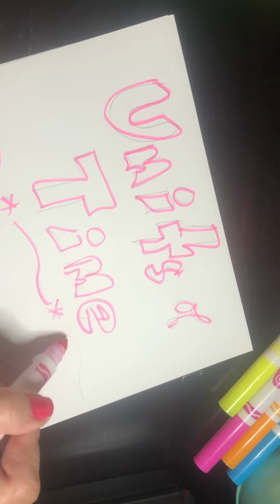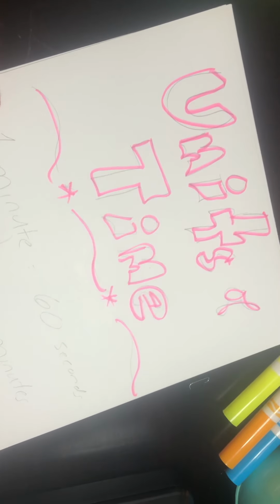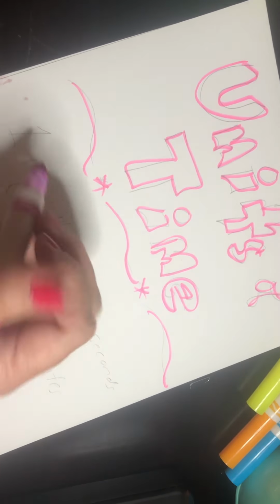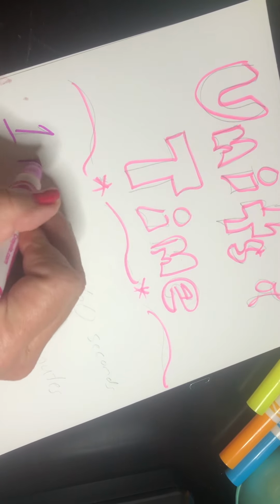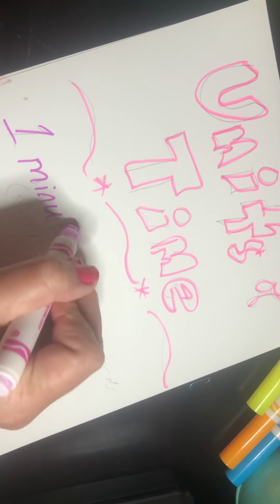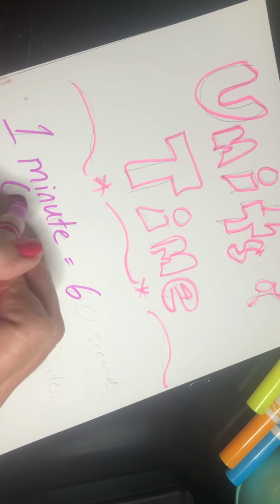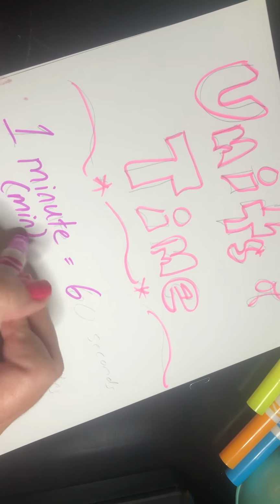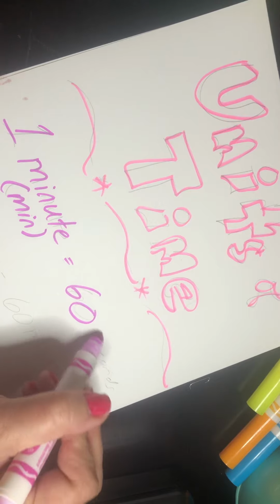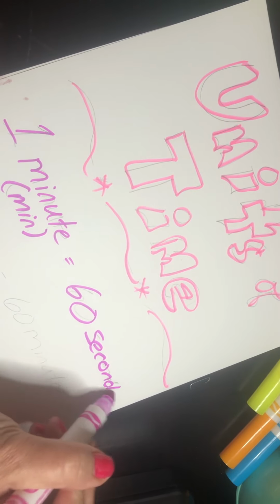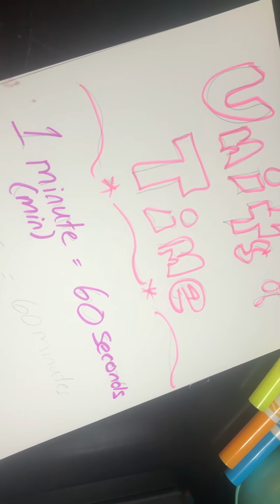So we will have one lesson where we're going to go through the different units, and then we'll have another one that gets a little more deeper into it. So the first one that we want to do today is just kind of a quick little review for most, and it's going to be talking about 1 minute equals 60 seconds, or is the same as 60 seconds.